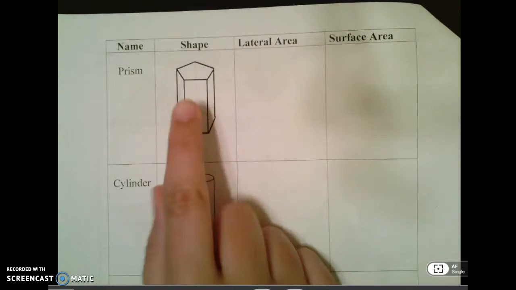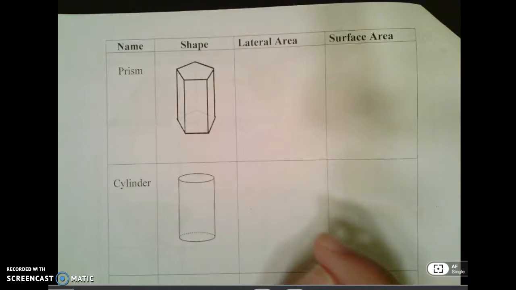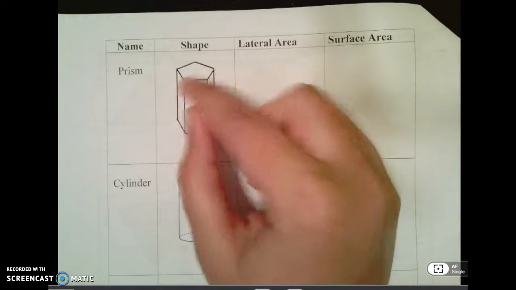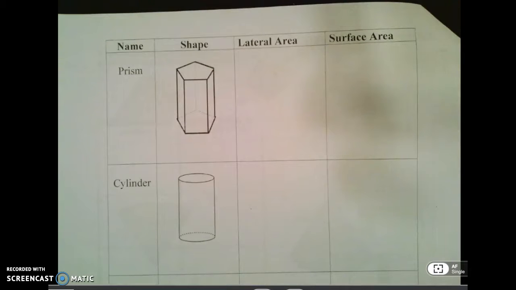This one in particular is a pentagonal prism because my base is a pentagon, if you count, there's 5 sides. So you name a prism by its base. So you can have a pentagonal prism, a triangular prism, a rectangular prism. Whatever your base is determines the name of the prism.